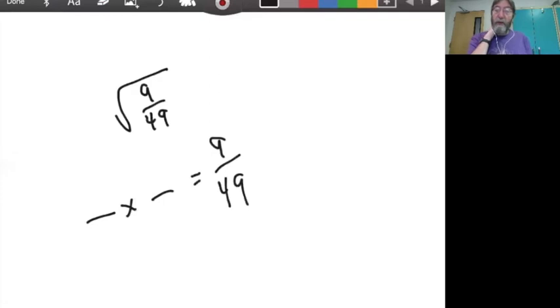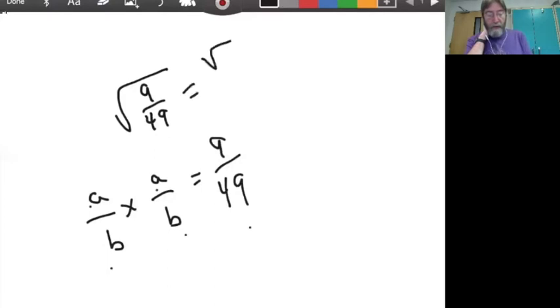And if you think about what's going on here, when we multiply fractions, we multiply this top number times the bottom number. We need to be sure that they're the same numbers. So we need a number times a number that gives you 9, and a number times the same number that gives you 49. So in essence, we can look at this as the square root of 9 over the square root of 49.